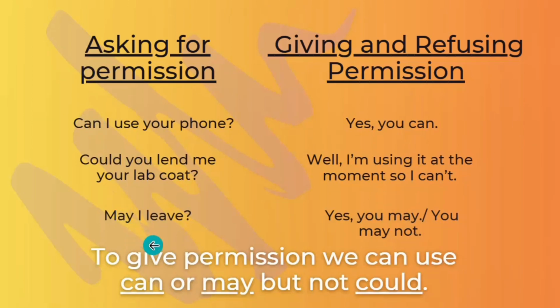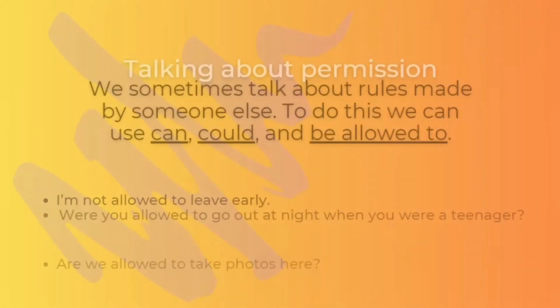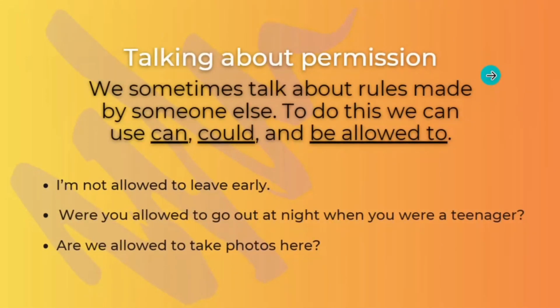I hope you have got the use of these three modal verbs, but I showed you a structure as well that was be allowed to. So let's learn something about be allowed to. When you're talking about permission, we sometimes talk about rules made by someone else. To do this, we can use can, could, and be allowed to. For example, I'm not allowed to leave early. So I'm not allowed to means that somebody is not allowing me or this is against rule. I can't leave early, okay?